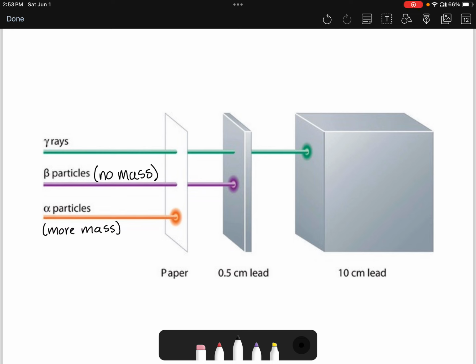So a piece of paper isn't going to stop a beta particle. We need something a little bit thicker, like this piece of lead. Now, gamma rays, we didn't even talk about mass with gamma rays, and they're just a form of energy, essentially. So these have to be stopped by something really thick, so a much thicker piece of lead, for example.